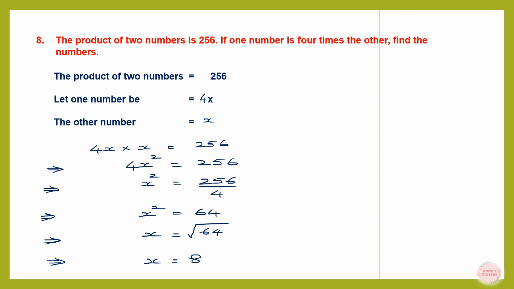So now if x is equal to 8, then we should find the other number also, which is 4x. So one number is x that we have already found, so that is 8. Now the other number is 4x, that means 4 into x, which is 4 into 8. 4 8s are 32. So we have found both the numbers. One number is 32 and the other number is 8. So as you can see, this one number is 4 times this number. So this is our final answer. The two numbers are 32 and 8.